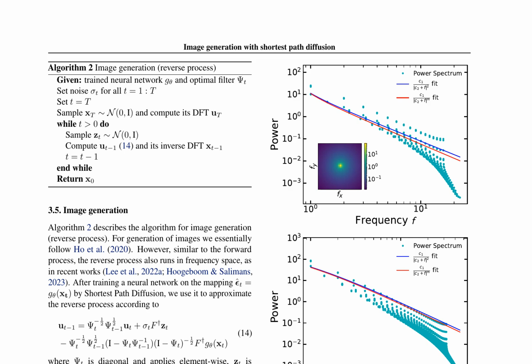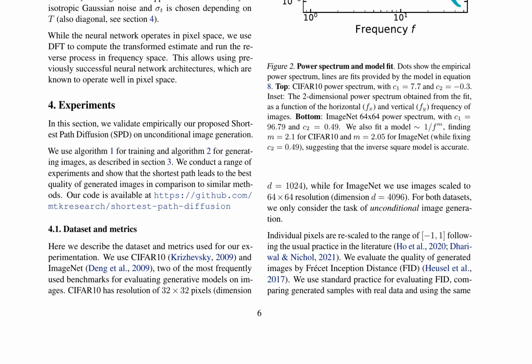The authors also describe an image generation algorithm, which uses the trained neural network and the optimal filter to generate images. The authors validate their proposed method empirically on unconditional image generation tasks using the CIFAR-10 and ImageNet datasets. They use the Fréchet Inception Distance, FID, to evaluate the quality of generated images and show that their method leads to the best quality of generated images compared to similar methods. The authors provide their code and details of their experiments, including the datasets and metrics used.